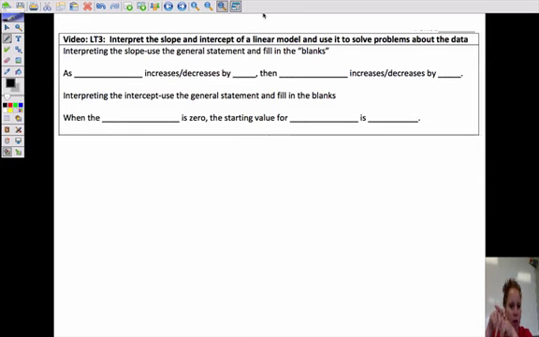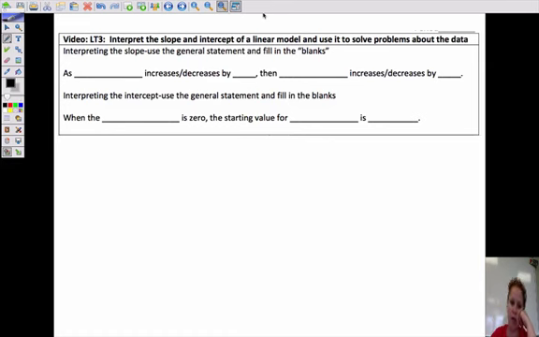Alright, in this video, we're going to interpret the slope and intercept of a linear model and use it to solve problems about data. So we just spent the last video finding that linear model, finding slope, finding the y-intercept. Now we're actually going to say, what do those two things mean? What does a slope mean, and what does the y-intercept mean?